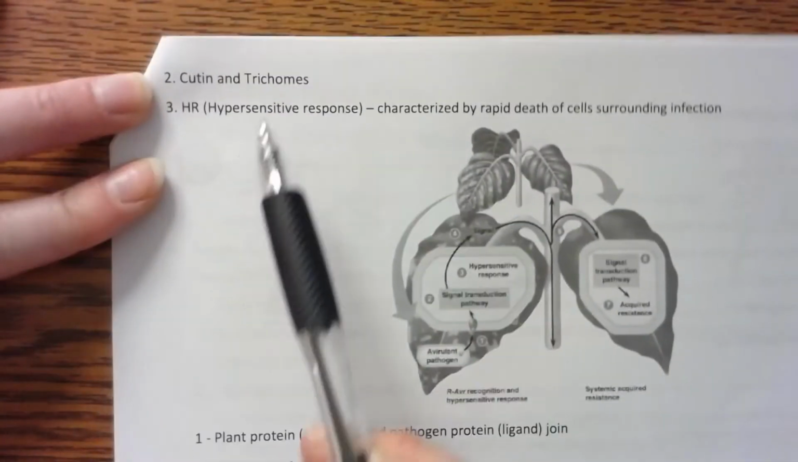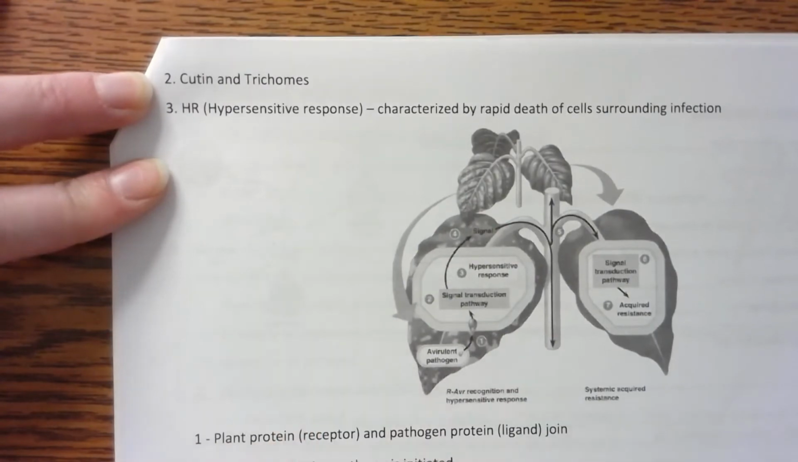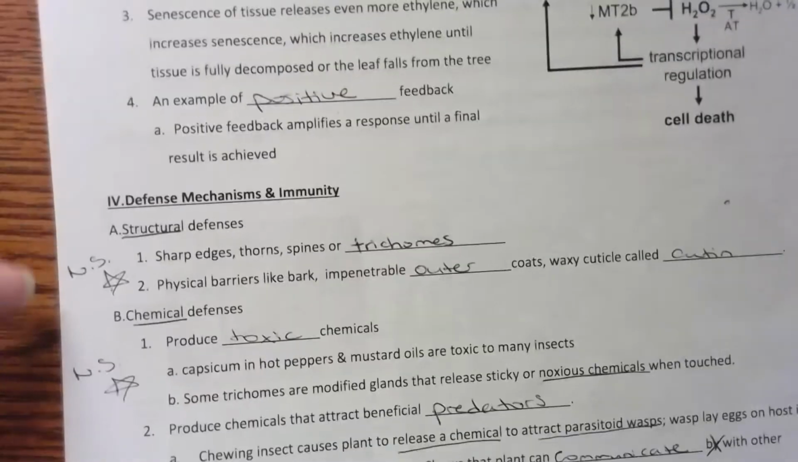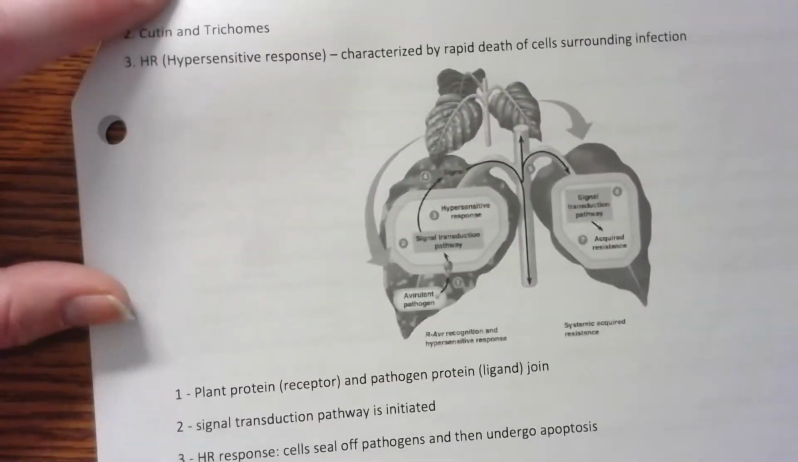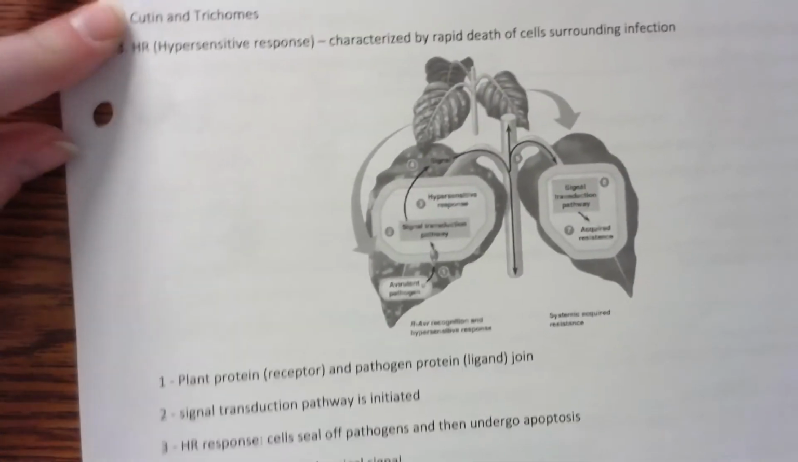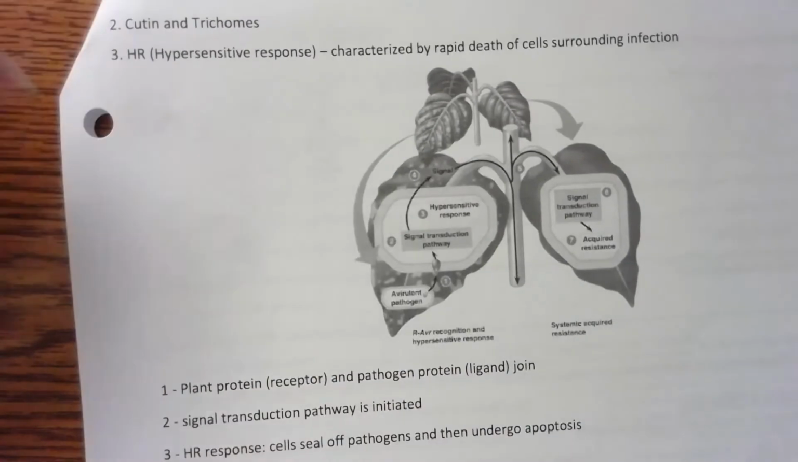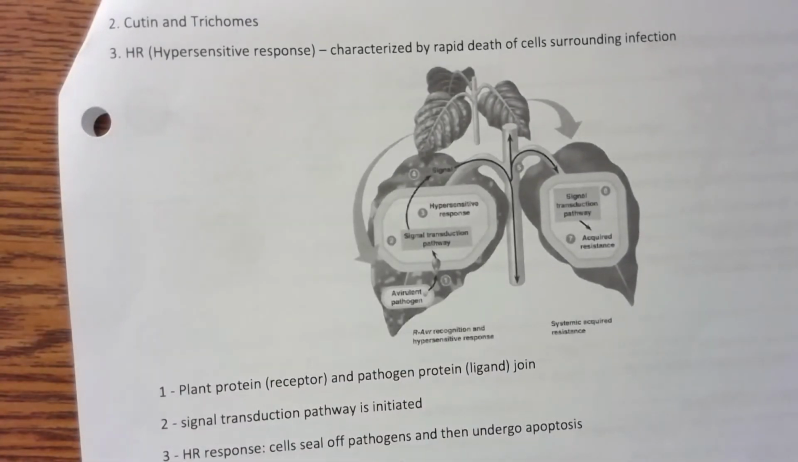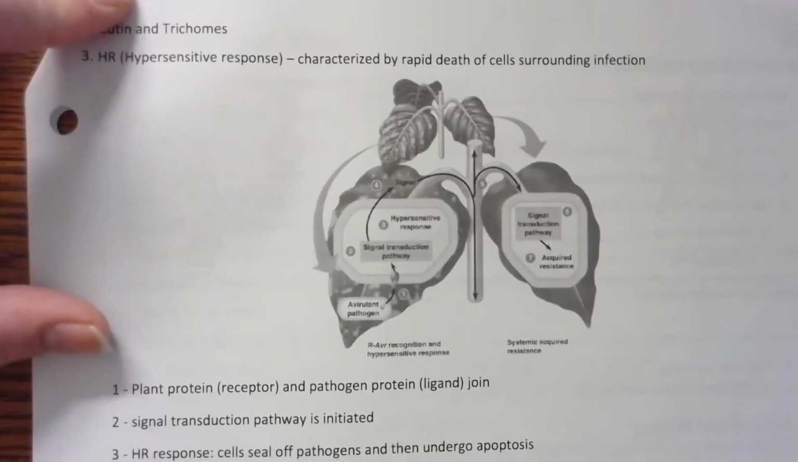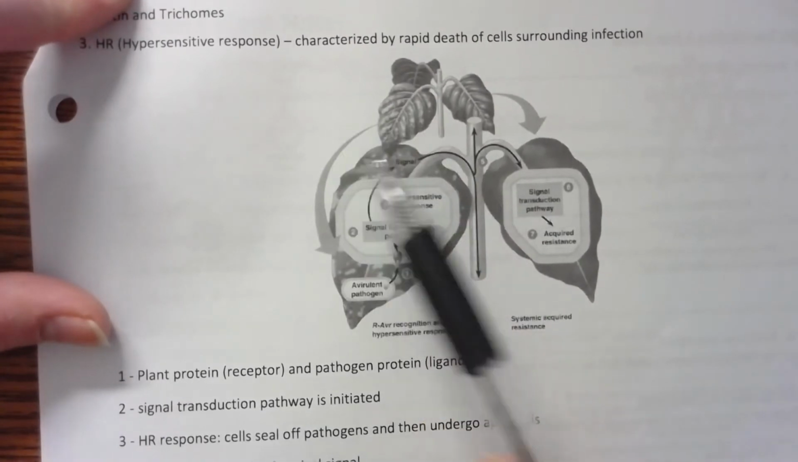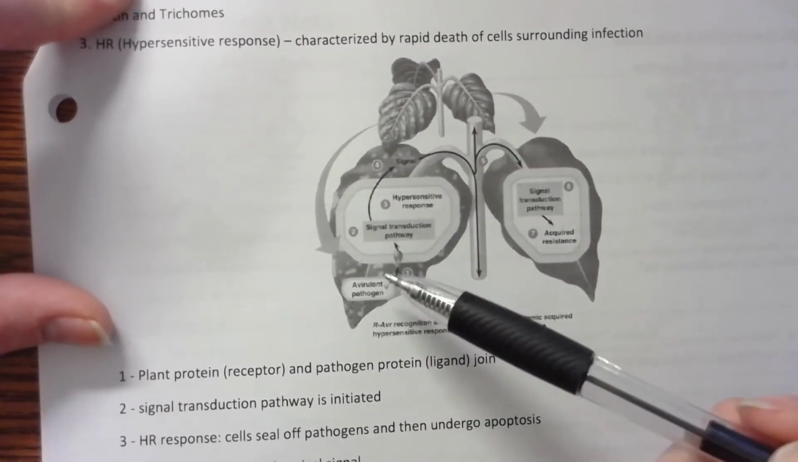It does mention the cutin and trichomes here for non-specific defense that we mentioned here as well. So there you go. But remember, things like bark can go under that as well. So hypersensitive response is an interesting thing that happens in plants that you're going to have to know about.